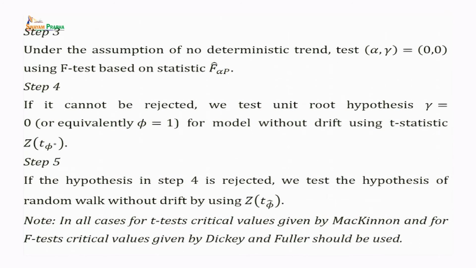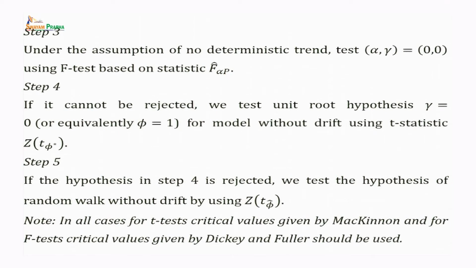In step 3, under the assumption of no deterministic trend, meaning beta equal to 0, we test the hypothesis alpha = gamma = 0, which means the process is an I(1) process with no drift, and for that purpose we use the F test based on the statistic F hat alpha p.